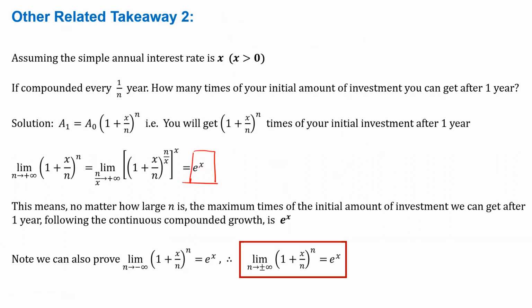Okay, this means no matter how large n is, the maximum times of your initial amount of investment we can get after 1 year, following the continuous compounded growth, is e to the power of x. So e to the power of x is your limit of the continuous compounded growth.